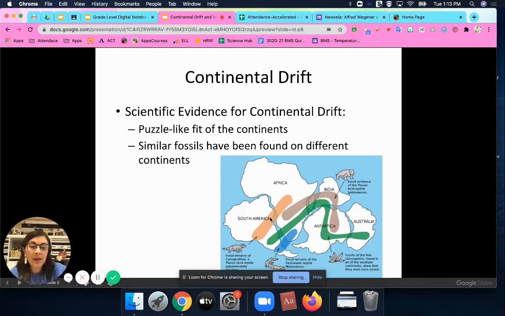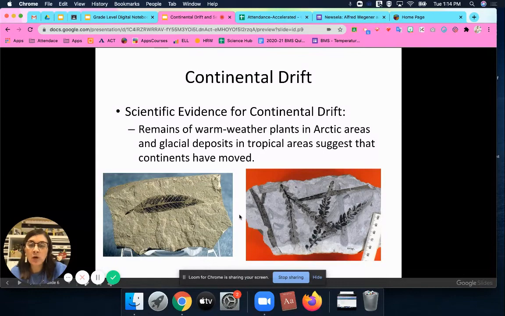Then it has these bands of fossils. So these fossils show that if we do line these continents up like puzzle pieces, they even have these fossils in these similar band areas. So why or how can we say they weren't connected in the past if we can even see these fossil connections? Some more evidence, the remains of warm weather plants in Arctic areas and glacial deposits in tropical areas suggest that continents have moved.